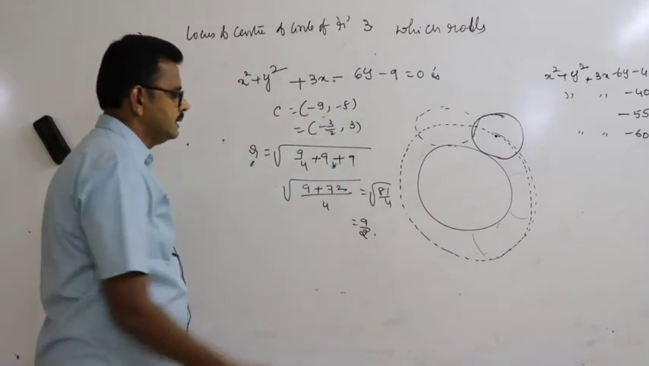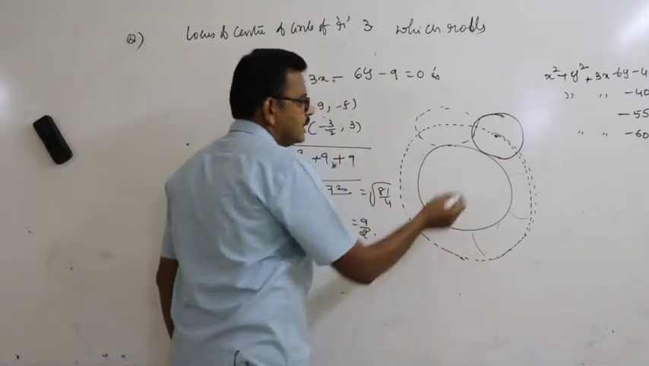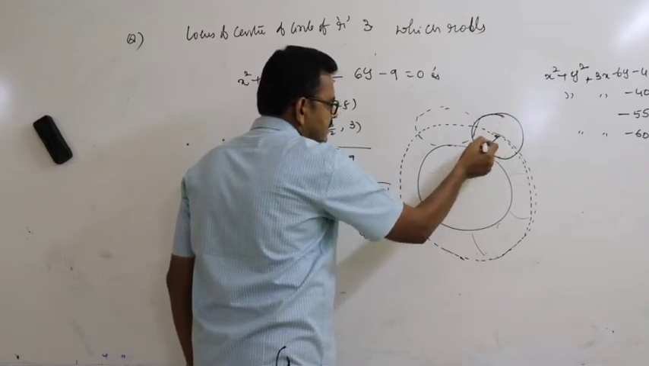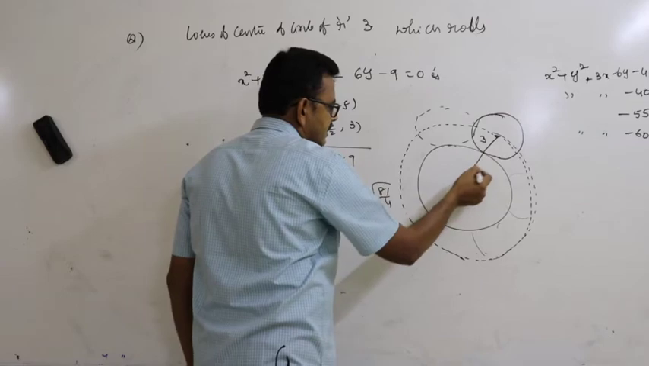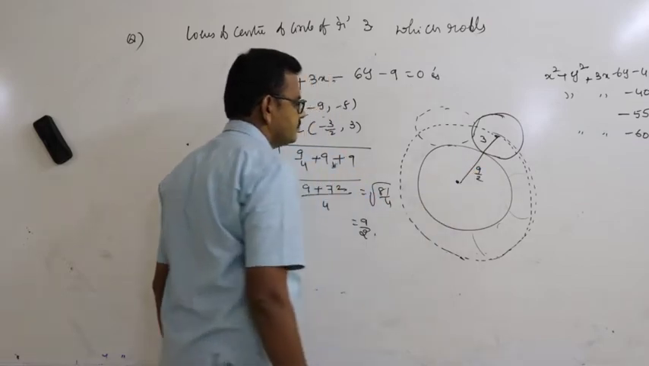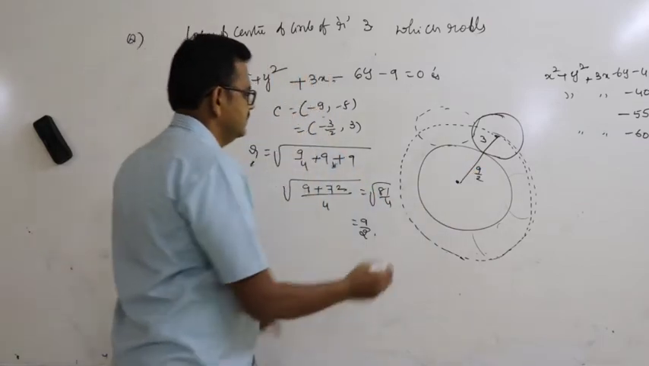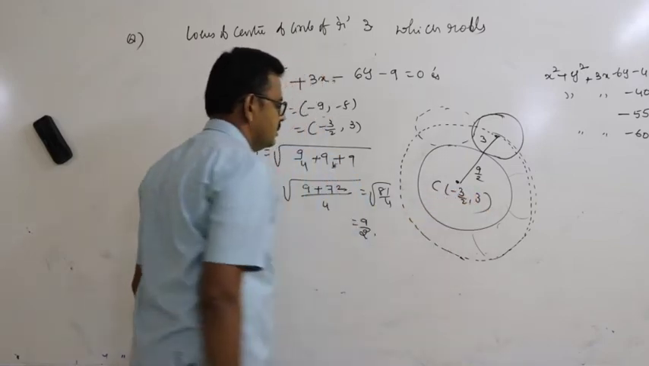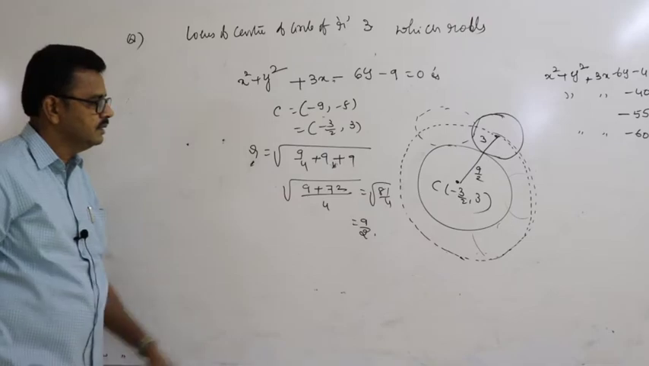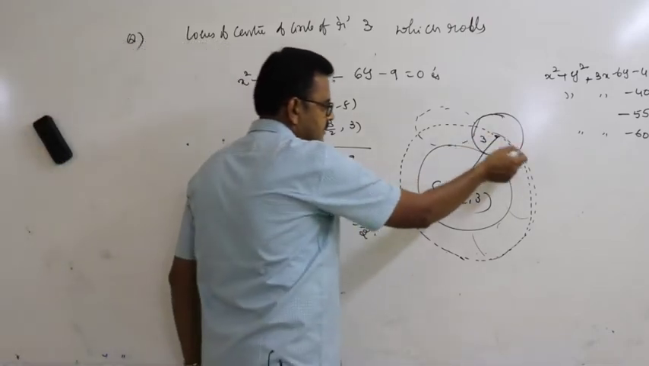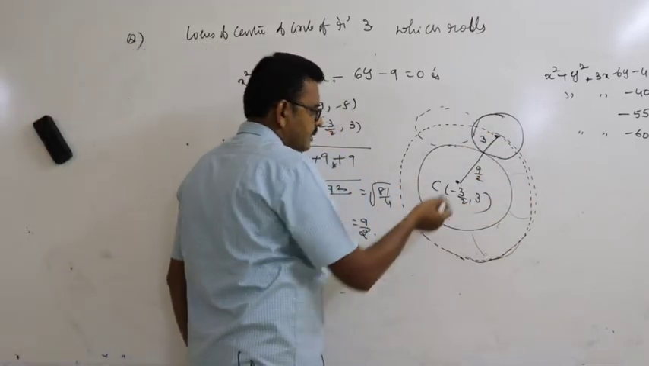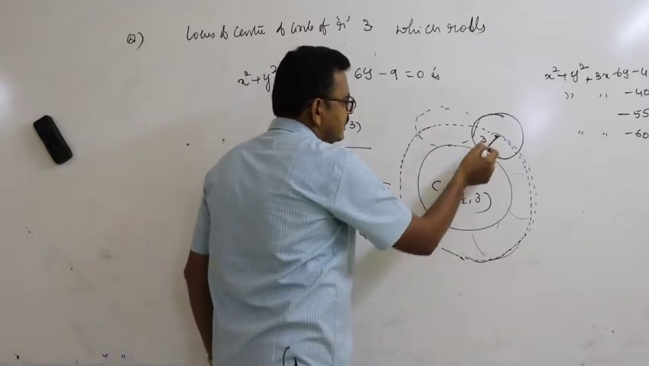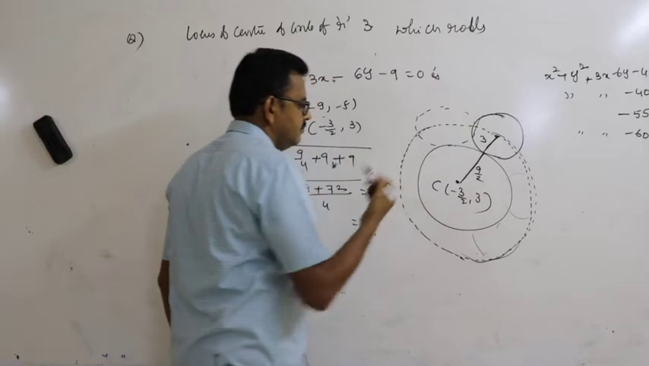So this is the locus. The locus is a concentric circle of radius 3 and this is 9 by 2. The center is minus 3 by 2 comma 3. The locus is also a concentric circle of radius 3 plus 9 by 2.